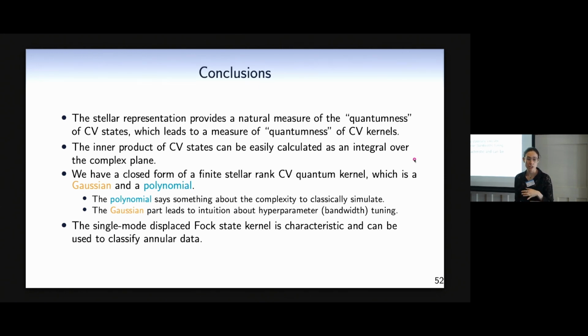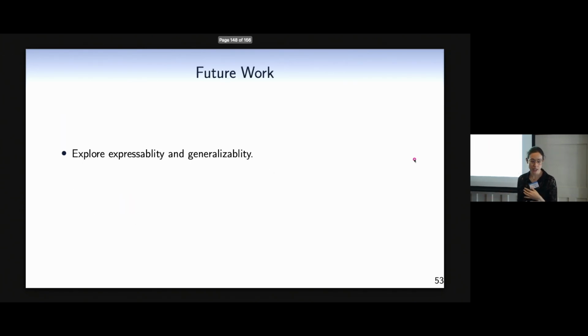In the single mode displaced Fock state kernel, it's a characteristic kernel, and we used it to classify annular data. Where to go next: we've got this closed form expression, so we're interested in exploring questions about expressibility and generalizability, and in particular looking at exponential concentration and where that happens. There is no noise in anything I wrote down, and noise, I believe, also scales exponentially in the stellar rank, so perhaps that's going to wash out any quantum advantage you have, or that's even more likely going to be dependent on your noise model.